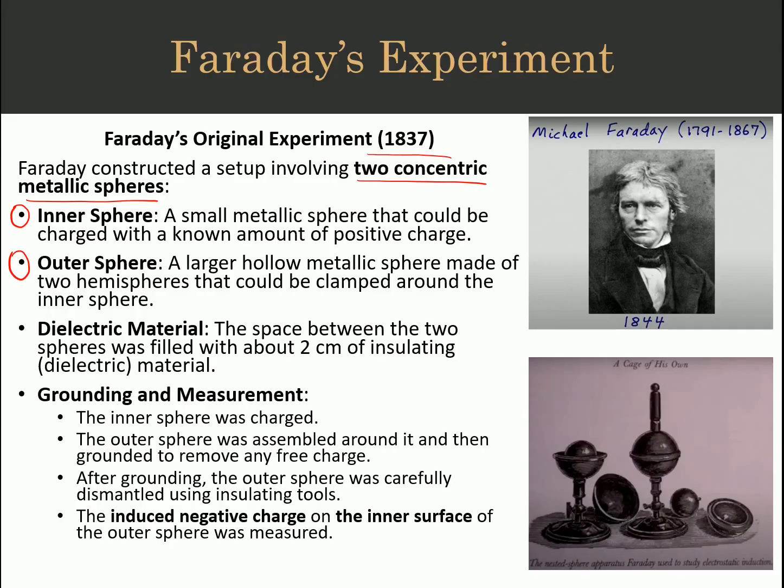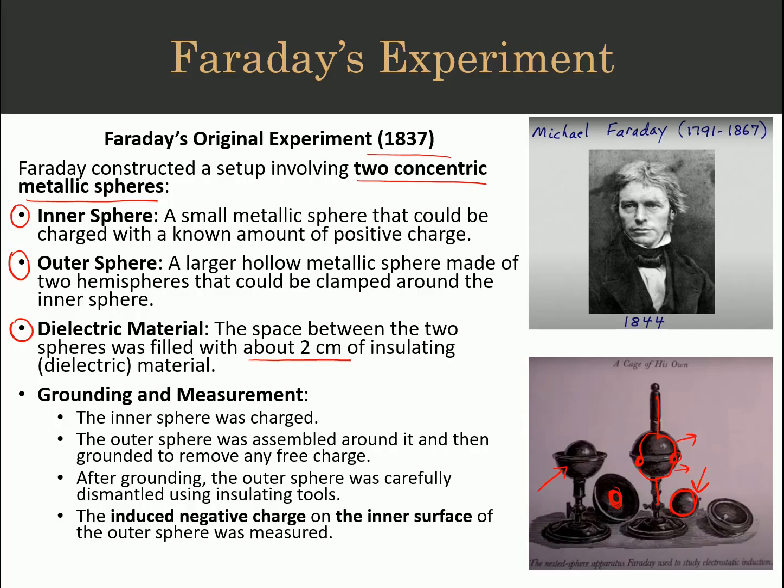And in between these two shells he inserted various kinds of insulating or dielectric materials, about 2 centimeters thick. As you can see in the image at the bottom right, this is the inner sphere, a smaller one, and this is the outer sphere over here, and you can see it's an empty shell from the inside. Both these outer hemispheres were clamped together. This is one portion of the outer sphere, this is the other portion, and they were joined together, with the small inner sphere inside.